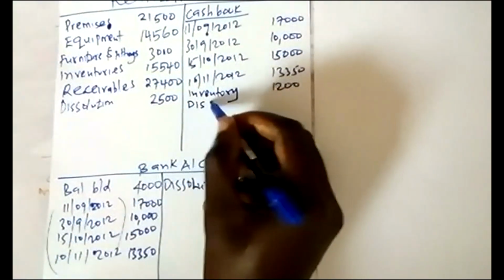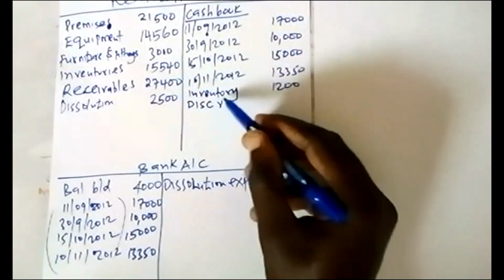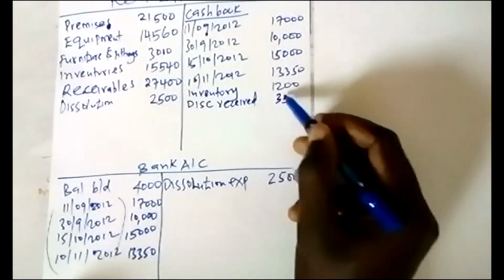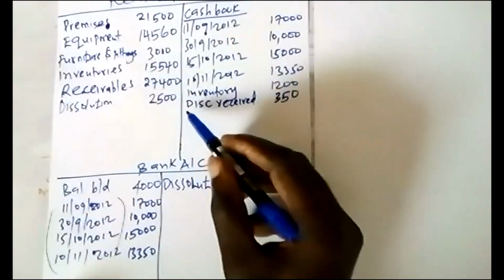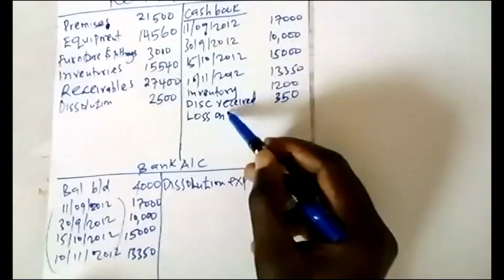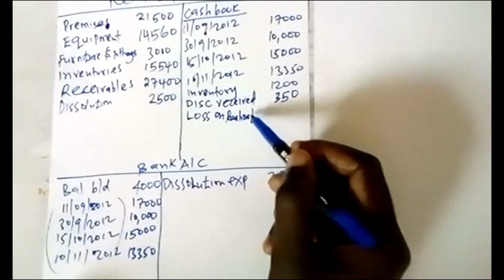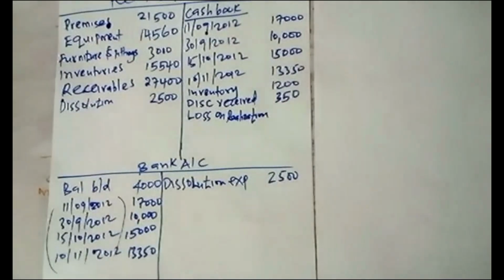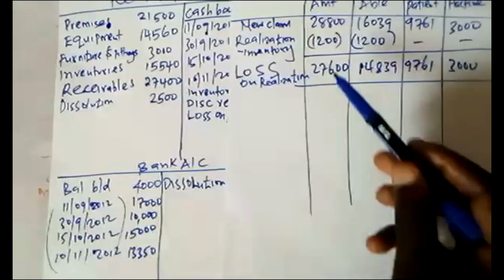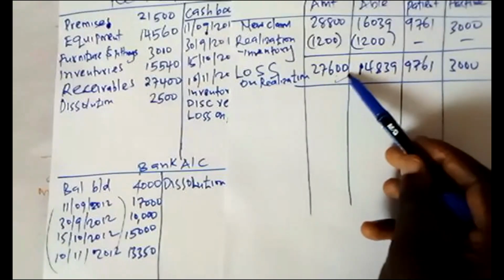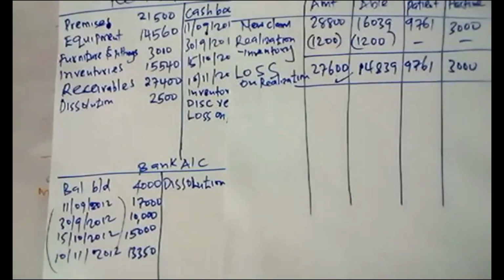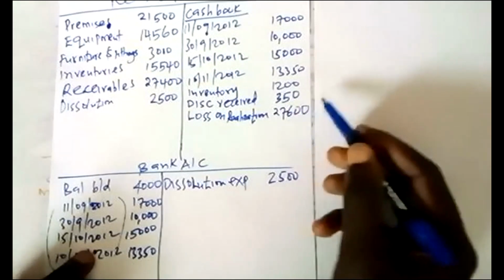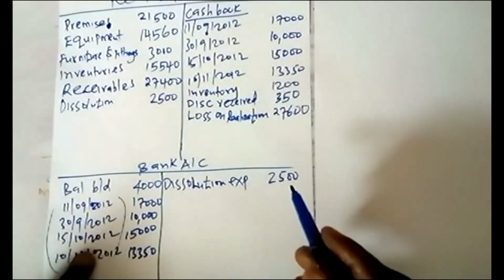Then out of the payables which they were paying, there was a discount received. So this discount was 350. Then even if they tried to make realizations, they made a loss. So the loss on realization. The loss was, you can record the total amount. So this one, 27,600. So that is 27,600.